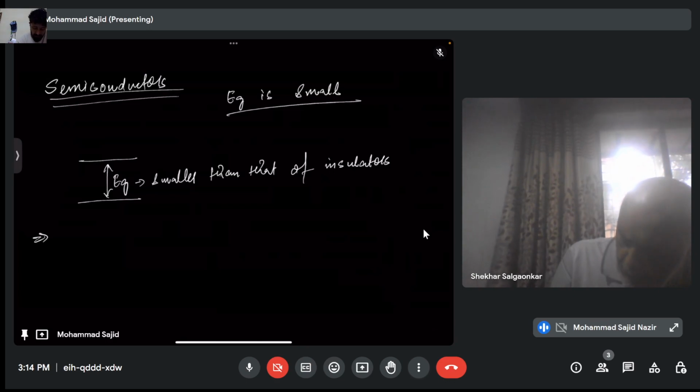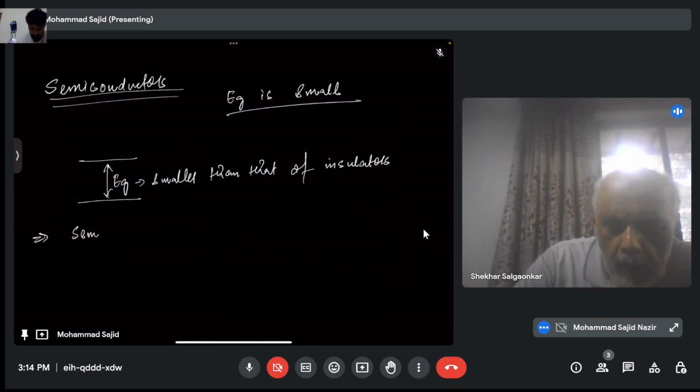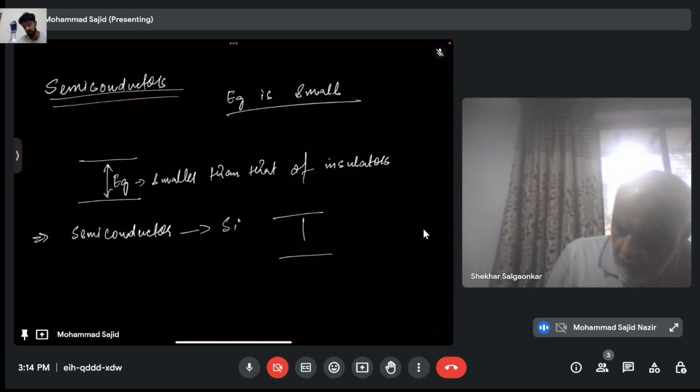Give me an example of a semiconductor. Silicon, right? Silicon has a band gap of around 1 electron volt, greater than 1 electron volt. So if this is a Fermi level, now how do we use this in our applications? For that, one more thing, let's first study that.